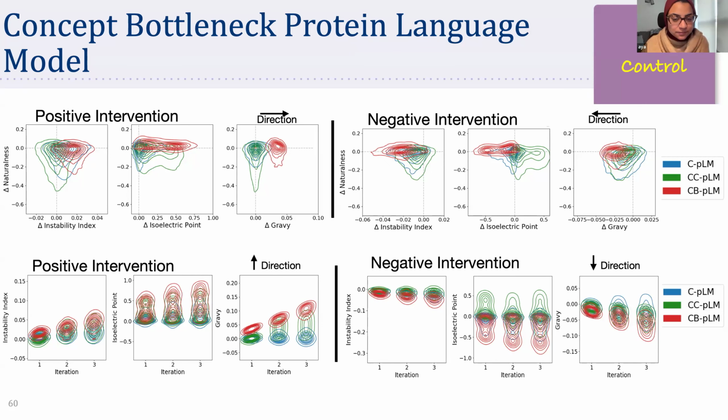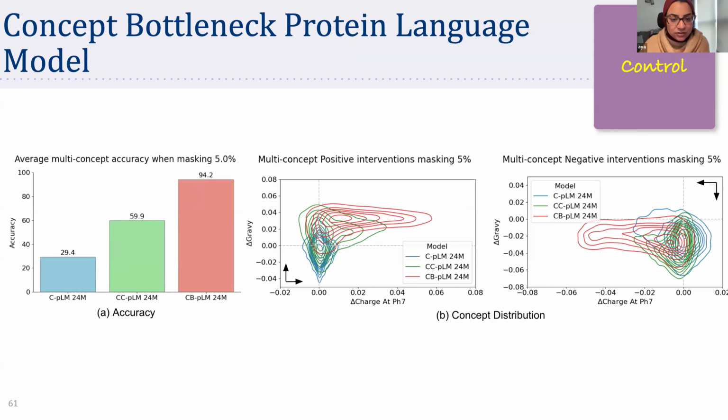Okay, sure. Yeah, and here this is multi-property. So here we're changing two things at once. You can see that in the model here, we're increasing both. So we would want sequences on the top right, and here you would want it on the bottom left, and you can see that, yes, we were able to get that. So this is in terms of control, where you change the concept and you get a protein that has the new property that you want.